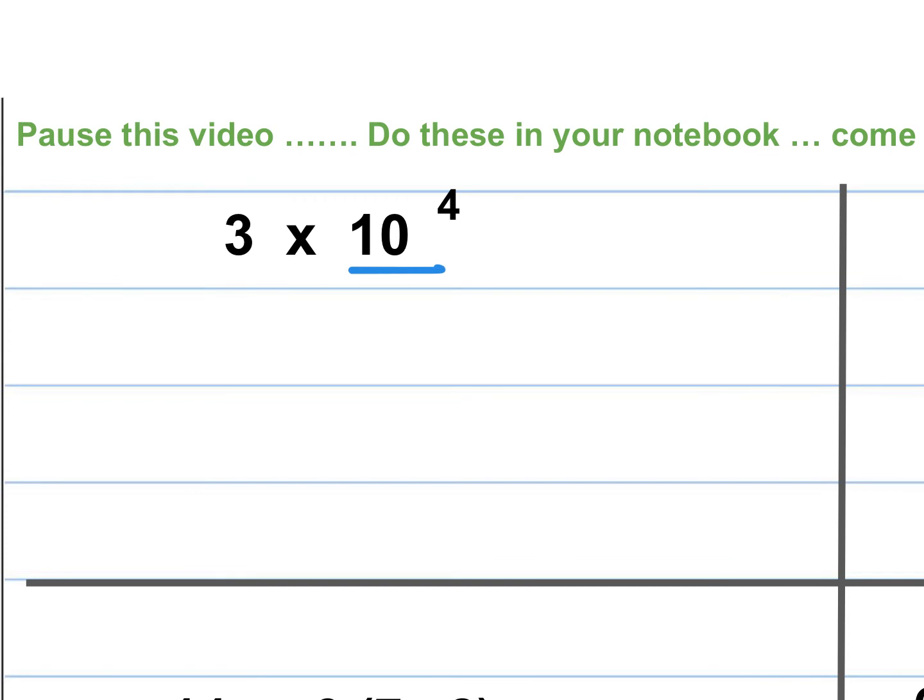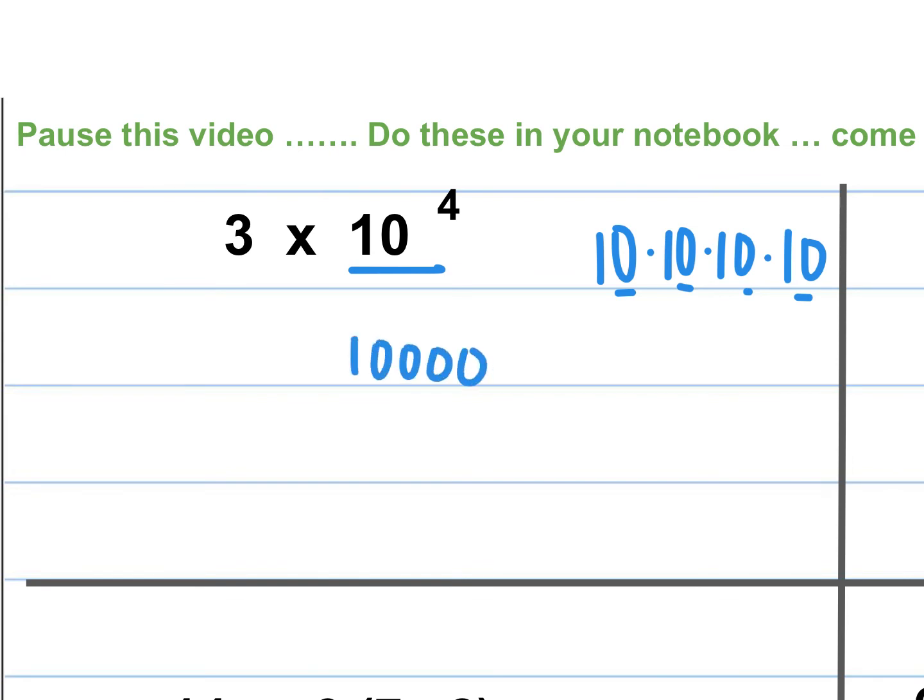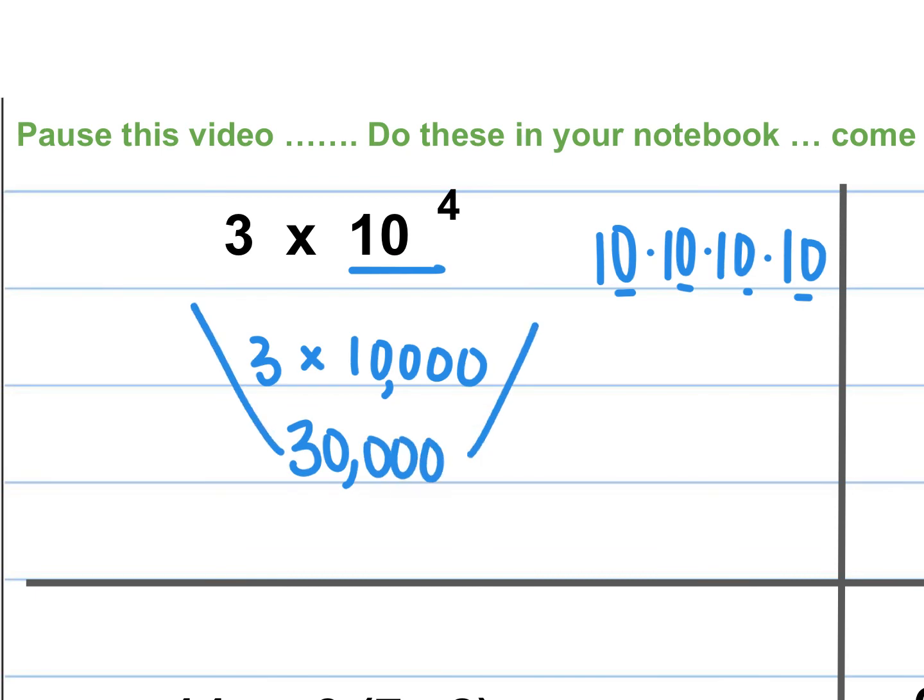So 10 to the power of 4 would mean 10 times 10 times 10 times 10. So we're multiplying it 4 times over, which in this case, we can just count the zeros, 1, 2, 3, 4 zeros. So on my answer, I would just have 4 zeros. And then 3 times 10,000 would just be 30,000. There's my final answer.